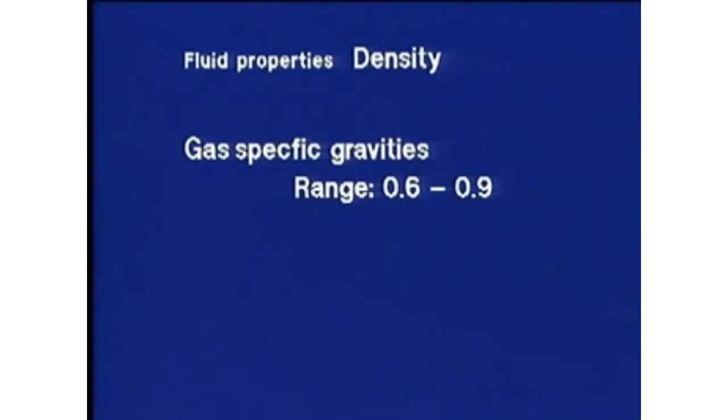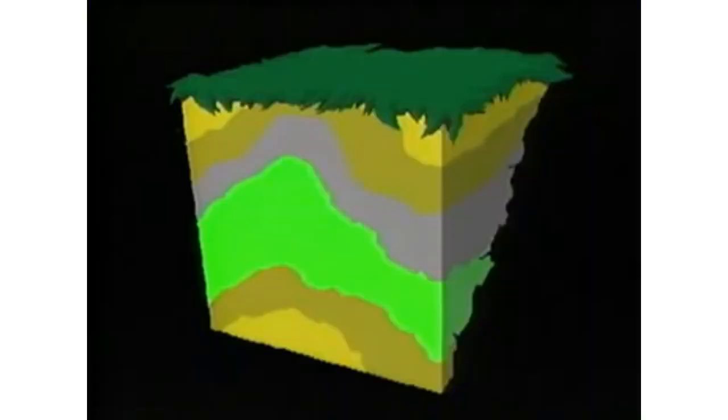Gas-specific gravities range in magnitude from about 0.6, which is pipeline quality, to 0.9, which represents a rich gas containing condensate. Gas is much lighter than oil, and so it will tend to move upward in a reservoir under the force of gravity, while oil moves downward.